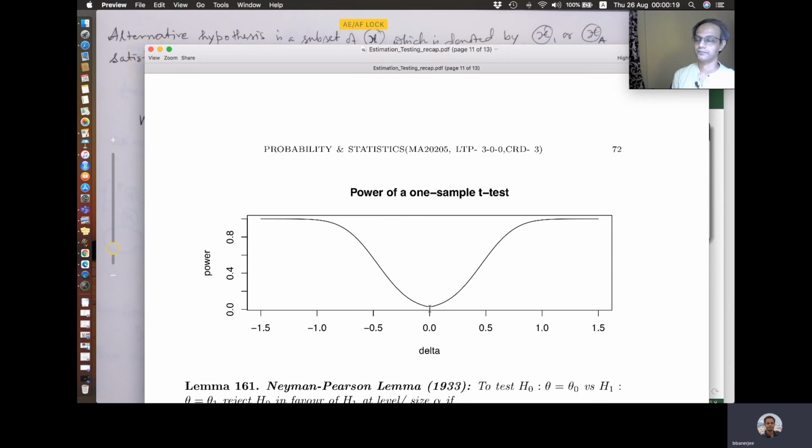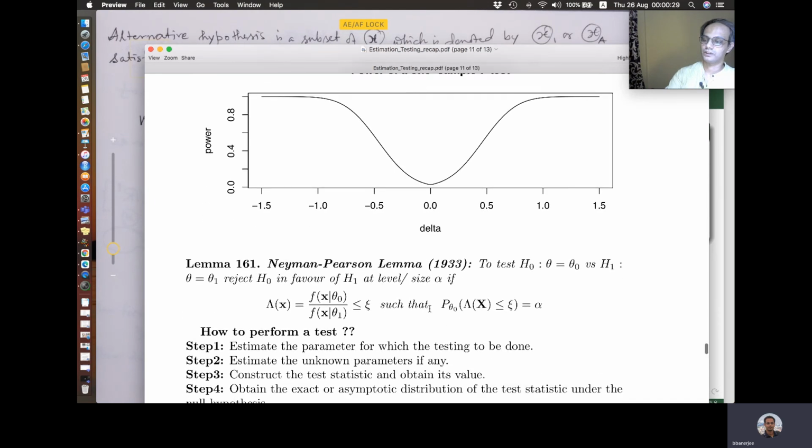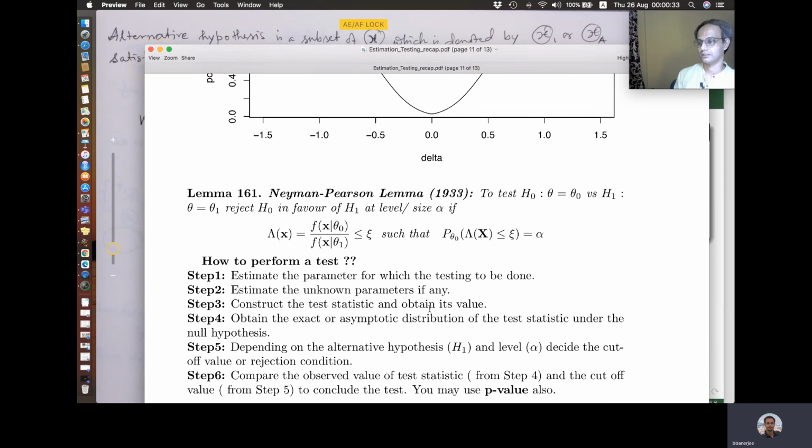So this is the story for all the theoretical terms. Now, I am not going into the construction or proof of the Neyman-Pearson lemma, but Neyman and Pearson gave the first construction of a test for a simple null against a simple alternative. H naught: theta equals theta naught versus H1: theta equals theta 1. We reject H naught in favor of H1 at level, or size, alpha, because it is a singleton so level and size are the same, if the likelihood ratio f of x given theta naught divided by f of x given theta 1, for the given data set, is less than some quantity xi such that this ratio is less than xi with probability alpha.